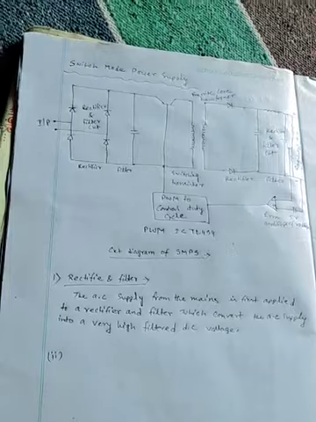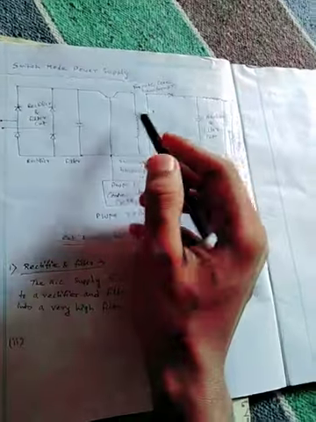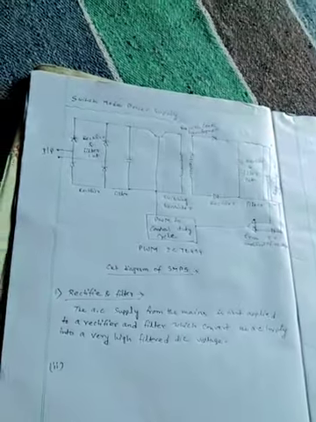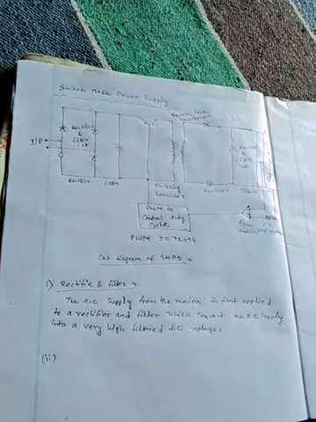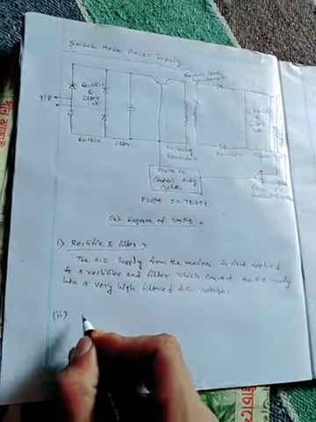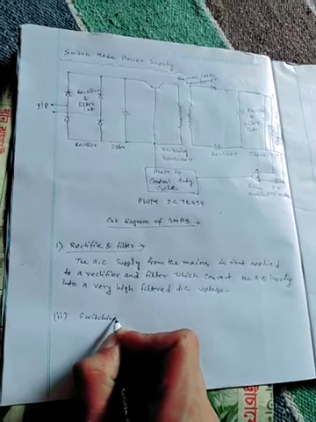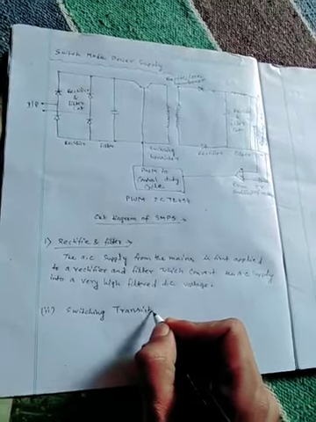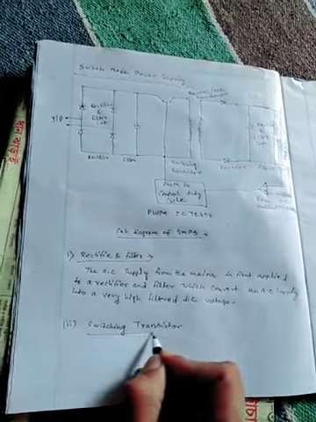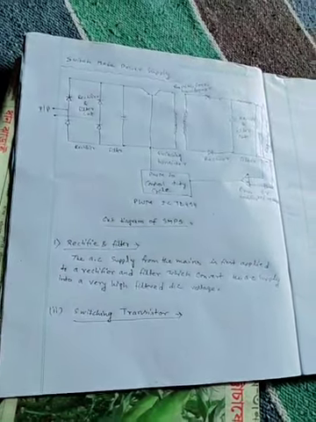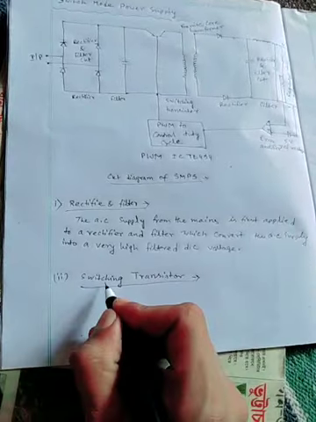The next part is the switching transistor. After the rectifier and filter circuit comes the switching transistor. This high voltage DC supply is then given to the switching transistor circuit.